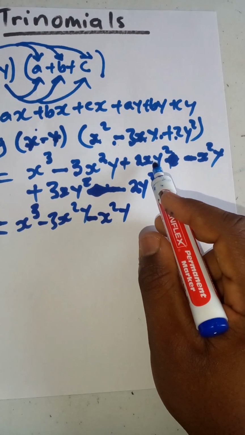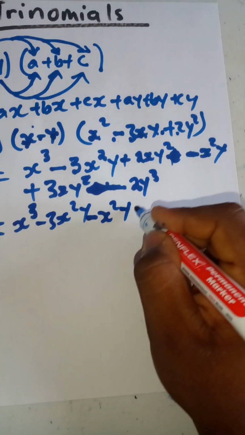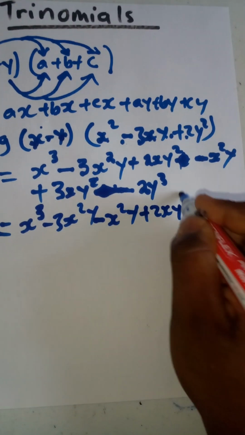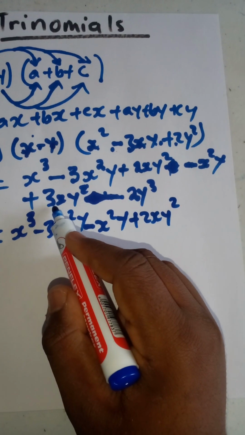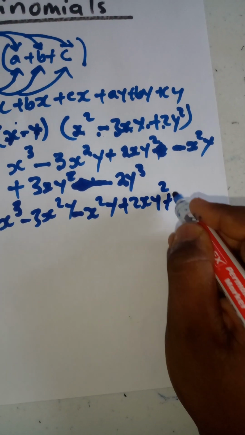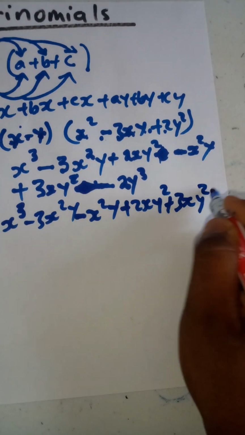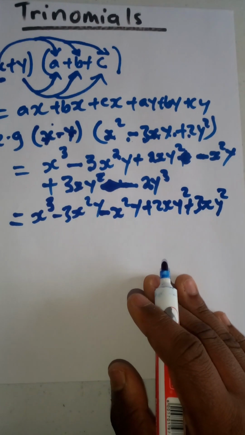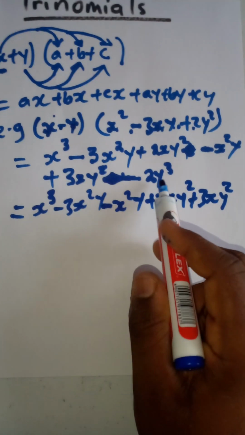And then do I have 2xy squared? Let me write it, plus 2xy squared. Do I have another one? Yes, this plus 3xy squared. Is it fine? That is what I have. And then the last one, it is 2y squared.